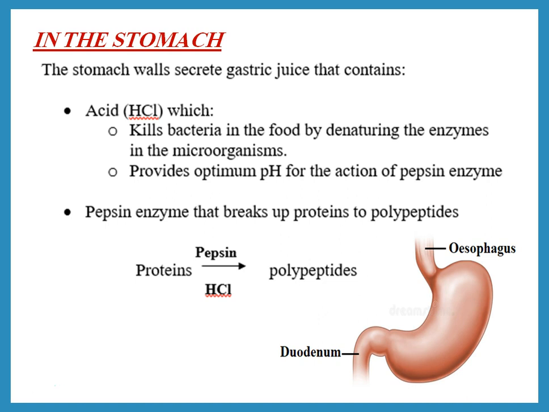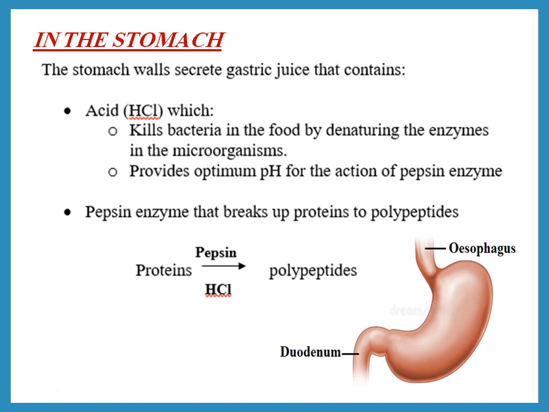So the enzyme in the stomach is pepsin, or in general, we call them protease. Any enzyme that breaks down proteins is called a protease. The protease that we have in the stomach is pepsin. Pepsin breaks down proteins in the presence of HCl. It needs acidic pH in order to work. It breaks down the proteins into polypeptides.